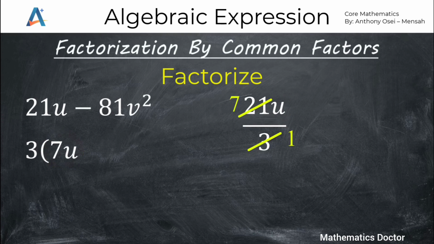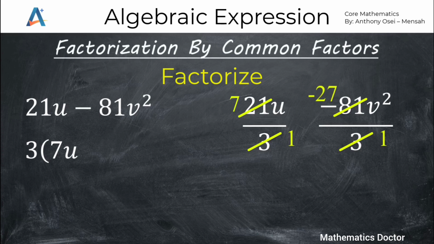Then we have the next term as minus 81v squared divided by the common factor, which is 3. Now 3 into itself is 1. And 3 into minus 81 will become minus 27. Now, if you check the numerator side, we have minus 27v squared as the final expression for this. So we bring it here to be minus 27v squared.